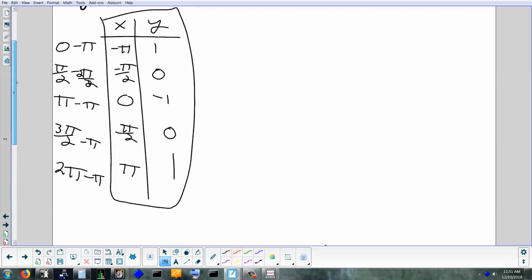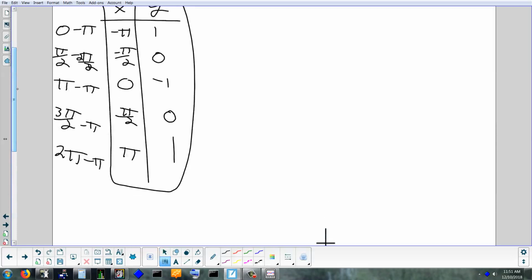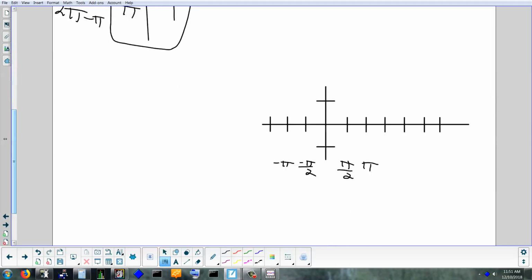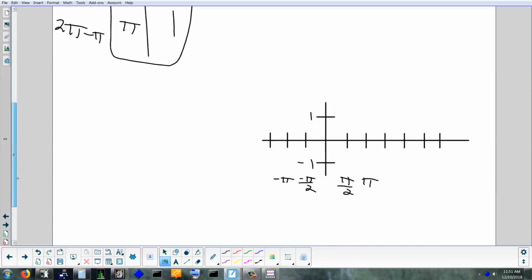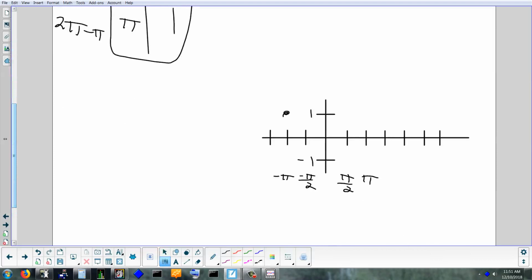Okay, highest and lowest, it's always 1 and negative 1. If you don't shift or stretch the y-axis out, it's always 1 and negative 1. And now we're just going to go 1, 0, -1, 0, 1. So 1, 0, -1, 0, and at pi we should be back at 1.